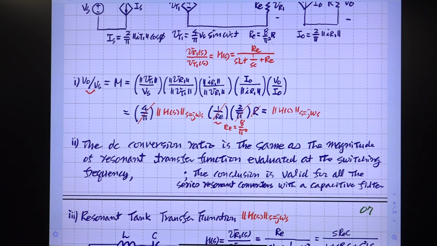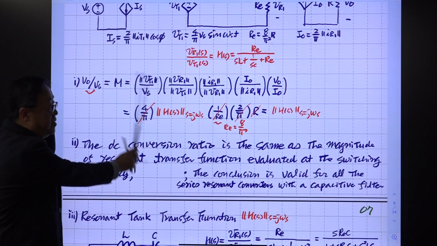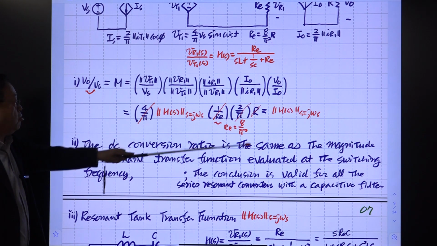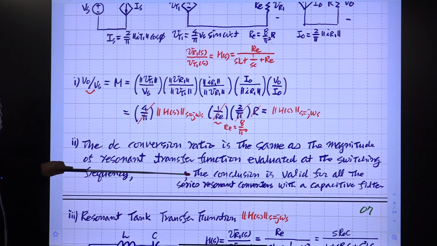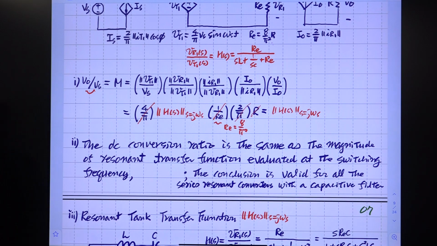Otherwise, I'm lying to you. Okay? This has got to be true. Actually, we don't need this intermediate step at all here. Anyway, we derived the same conclusion in two different ways, but the two ways are virtually the same approach. The conclusion is that the DC conversion ratio, which is output voltage divided by input voltage in DC, is the same as the magnitude of the resonant tank function.